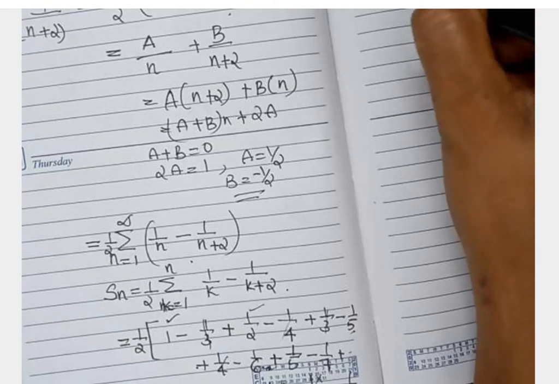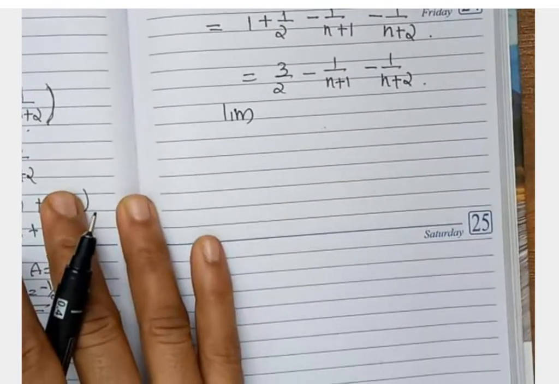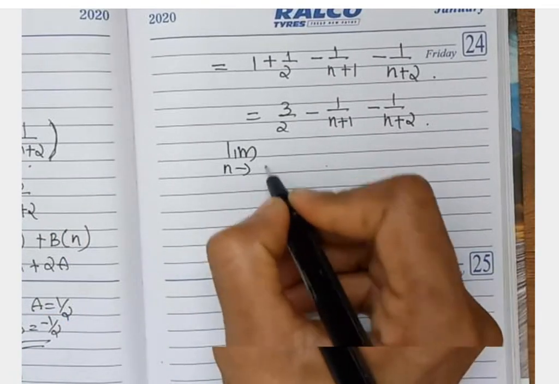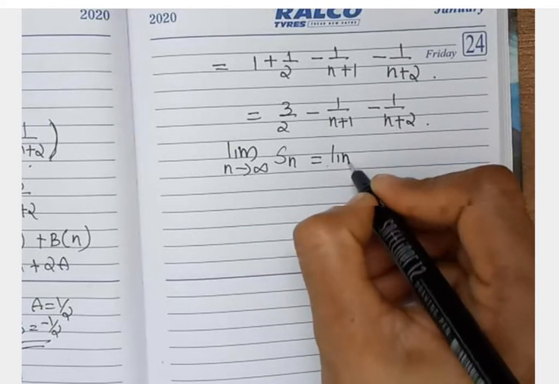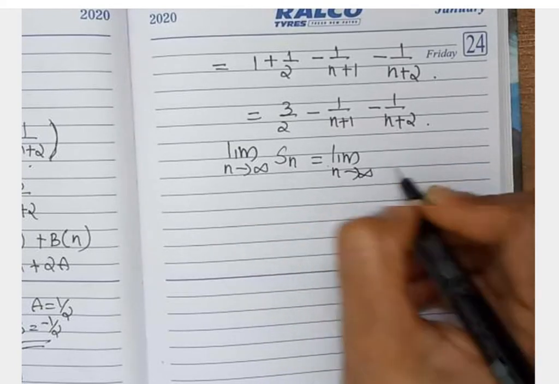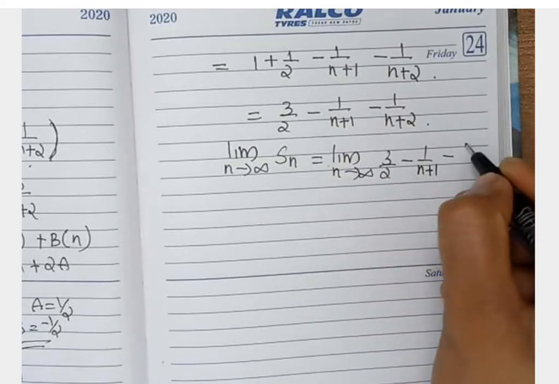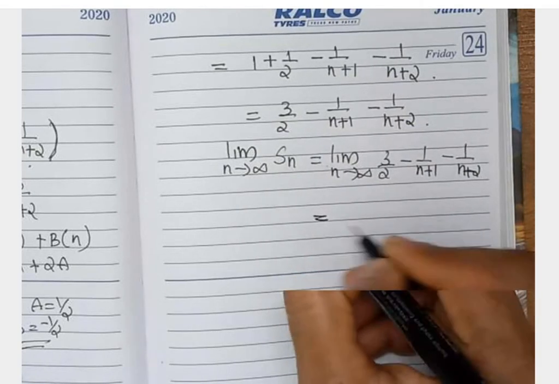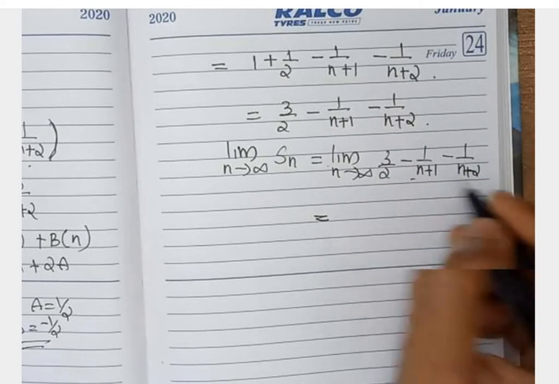So limit n tends to infinity Sn is equal to limit n tends to infinity of 3 by 2 minus 1 by n plus 1 minus 1 by n plus 2, which is equal to, this will be 0 and the remaining is 3 by 2.